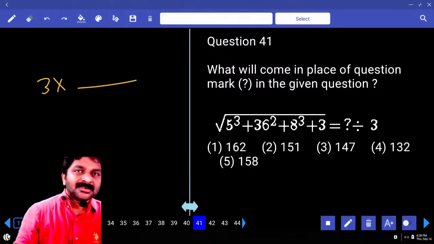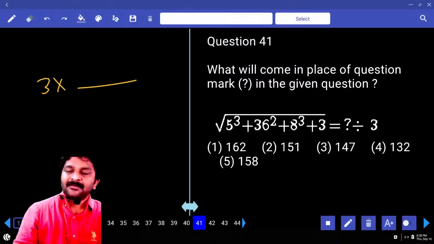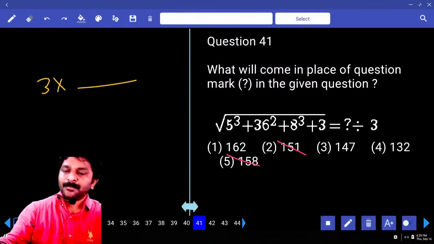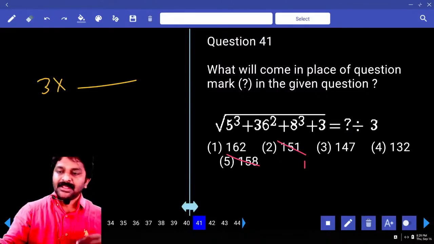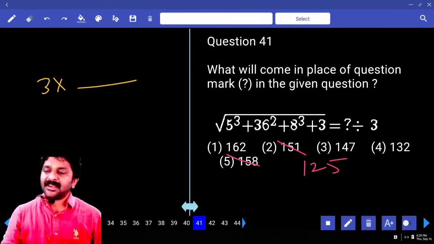Correct. So the answer must be a multiple of 3. First option, possibility. Fifth, no. Three options are left, so we have to calculate. 5 cube is 125. 36 square ends with?